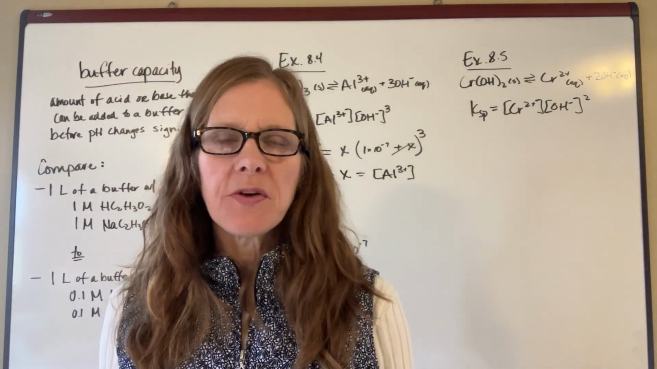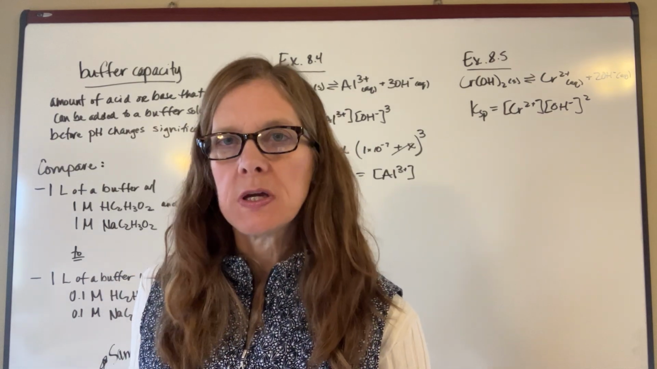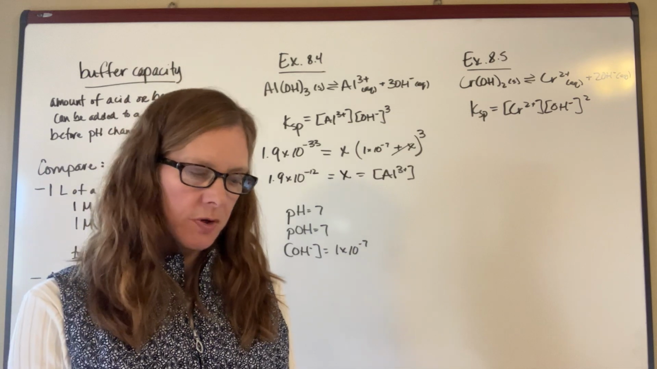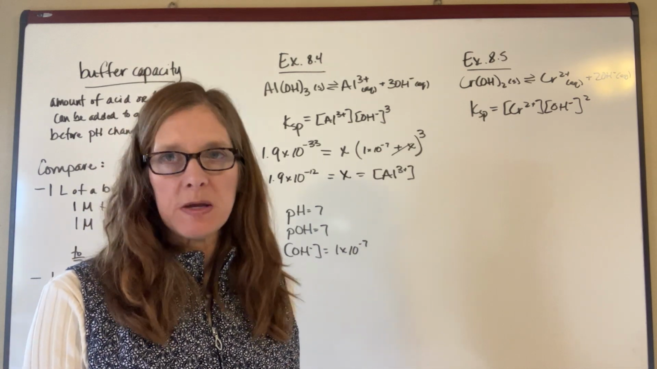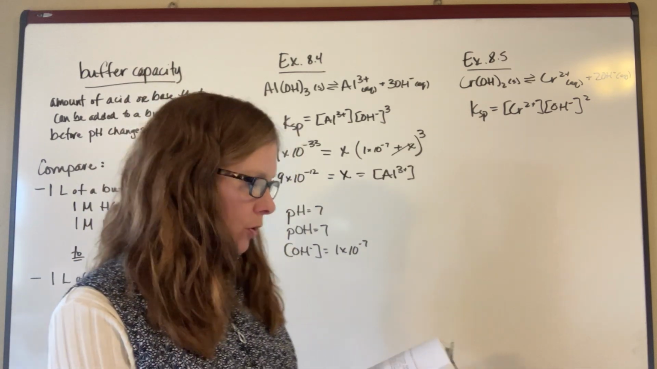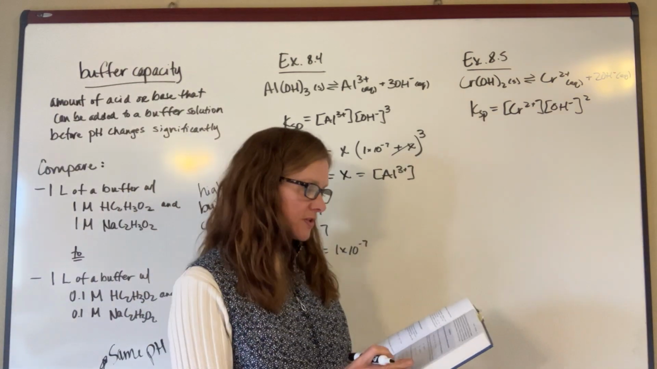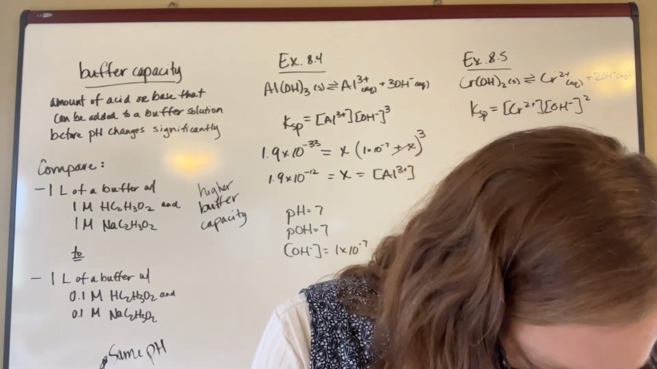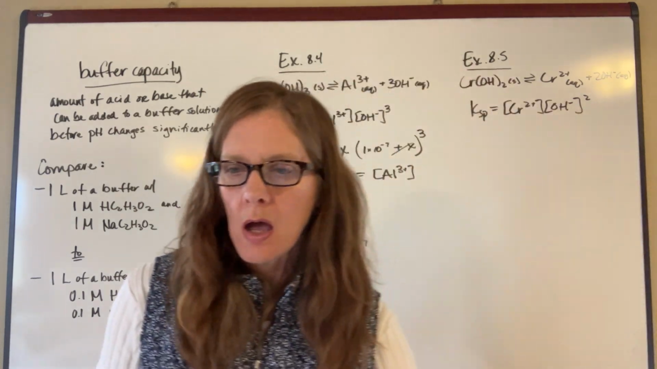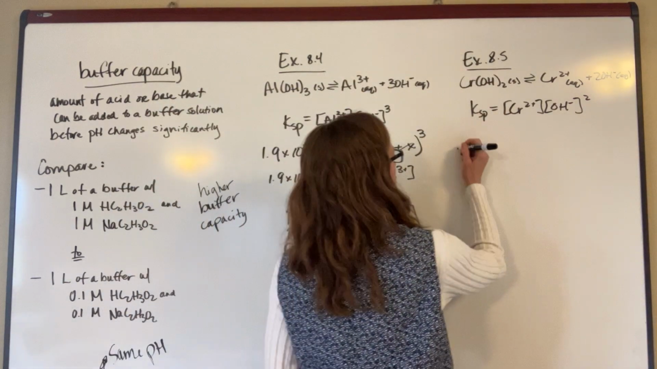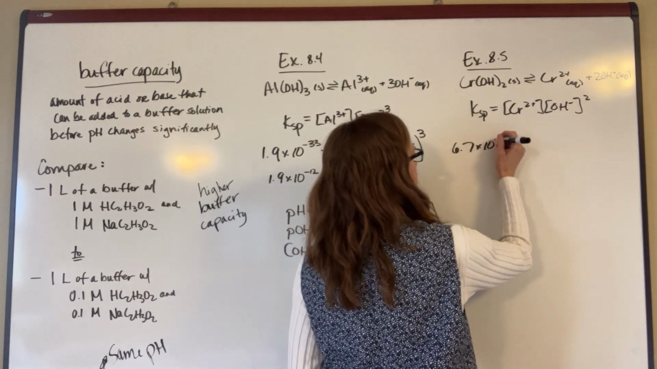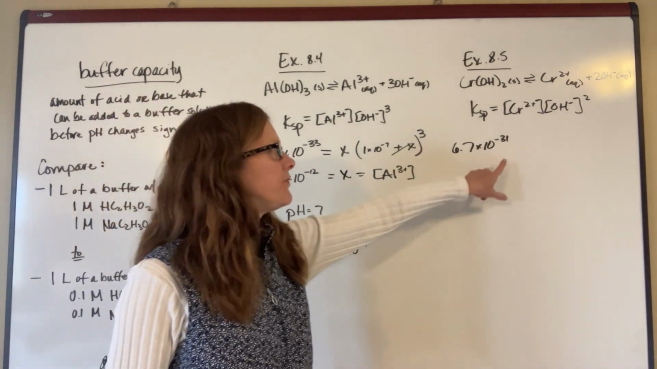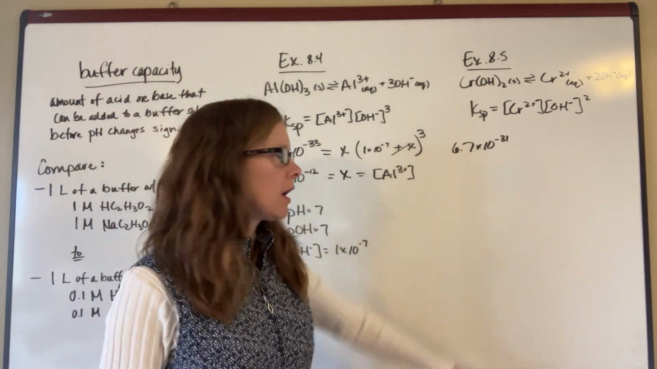So what happens if I'm not dissolving something in pure water? What happens if I already have a higher pH when I start? Well, that's what example 8.5 is all about. So how many moles of chromium hydroxide can be dissolved in a liter of solution with a pH of 8? And they give us a Ksp of 6.7 times 10 to the minus 31. I'm going to go ahead and write that down. Okay, so once again, very, very tiny number here.